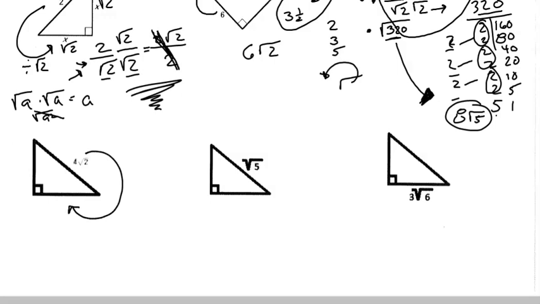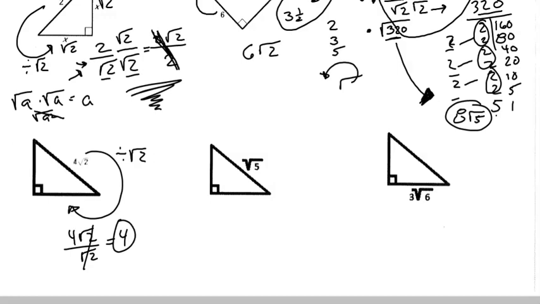Am I getting bigger or smaller? Smaller. So am I multiplying or dividing? Dividing. What am I going to divide by? Rad 2. 4 rad 2 over rad 2. Those cancel, so you end up with just 4.